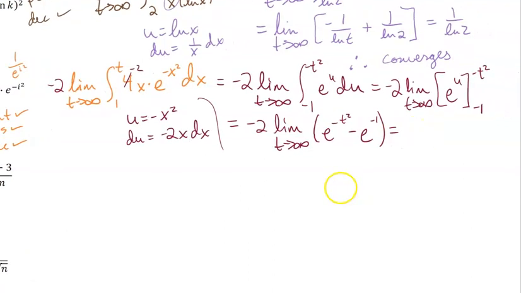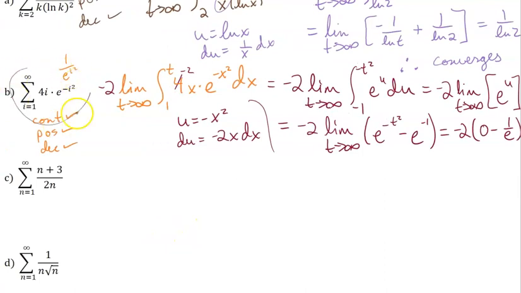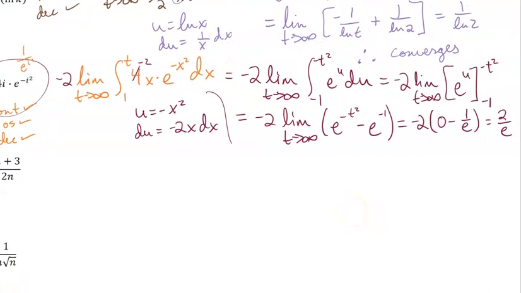And then evaluating this limit, I get negative 2 times, and then e to the negative infinity squared, that's 1 over e to the t squared at infinity, which does approach 0. So I have 0 minus 1 over e, which is equal to negative 2 times negative 1 over e, so 2 over e. Okay, once again, we did not determine what the sum of this series is. We do not know what this series converges to. We do know that it converges, though, because this is a real number. So we can say, therefore, the series converges.